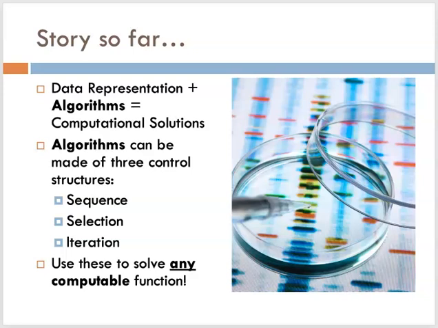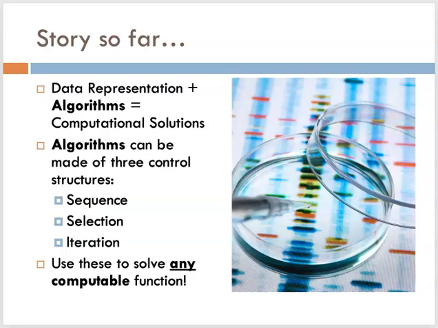And we realize that these algorithms can be broken down or be composed of three control structures. The structured programming theorem tells us that. In reality, we can break it down into even a smaller granularity of just one. But from a software engineering perspective, these three control structures allow us to express any algorithm that can be utilized for any problem that's computable or any function that's computable. And those three control structures are sequence, selection, and iteration.